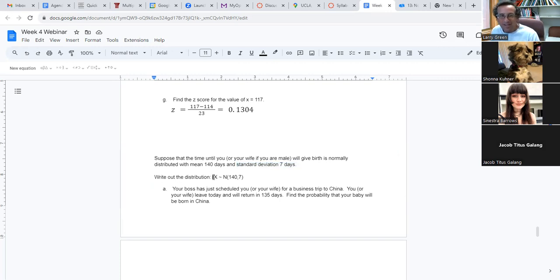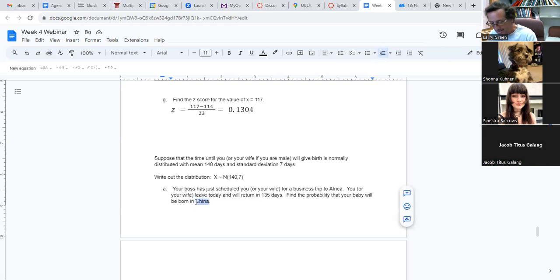So we can write out the distribution. We can say X tilde N because we have a normal distribution. 140 is the mean, 7 is the standard deviation. Okay, your boss has just scheduled you or your wife for a business trip to Africa. Are you happy about that, by the way? You're pregnant. Or your wife is pregnant and she's going to go. Think it's a good idea to go to some place in Africa for work and you're pregnant? What do you think? Okay, you're going to leave today, you're going to return in 135 days from now.